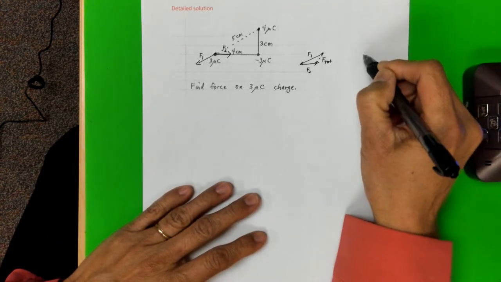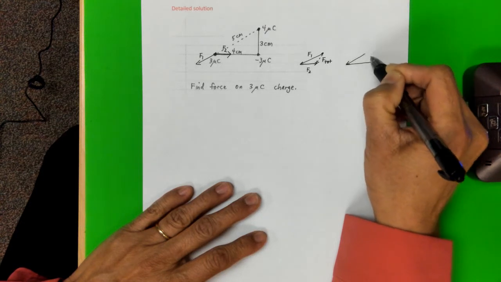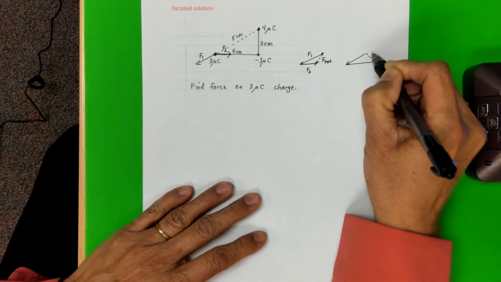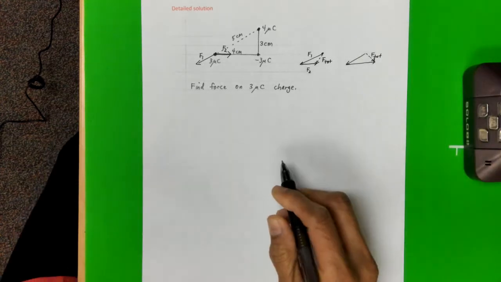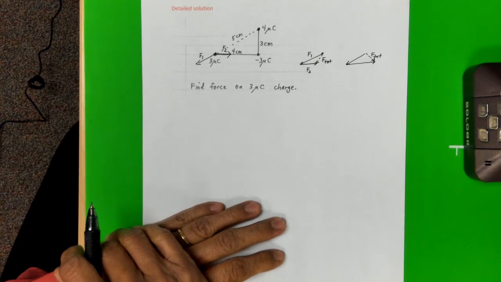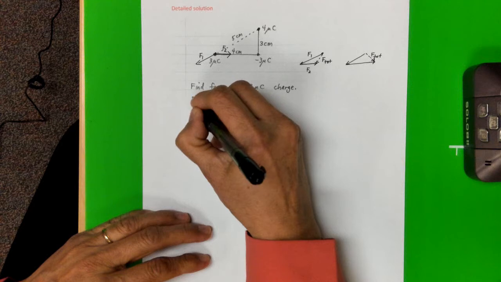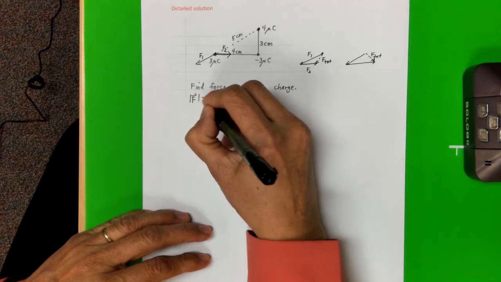Oh, by the way, until you actually do the numbers, you don't know whether it's like this or like this. F total turns out to be more like this. But you don't know that yet. Okay, so what you have to do first is figure out the magnitudes of these forces, so you use Coulomb's law. So the basic form of Coulomb's law looks like this.